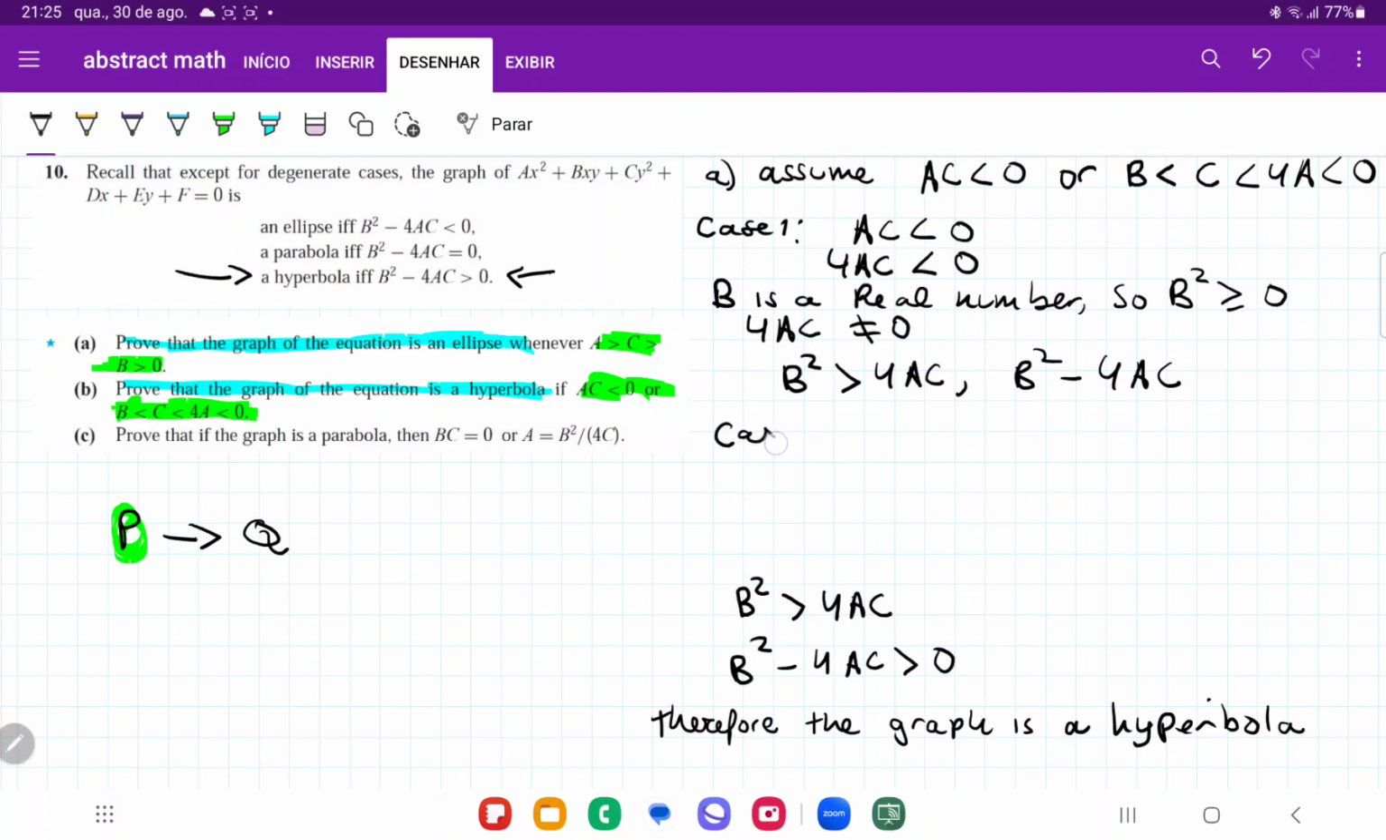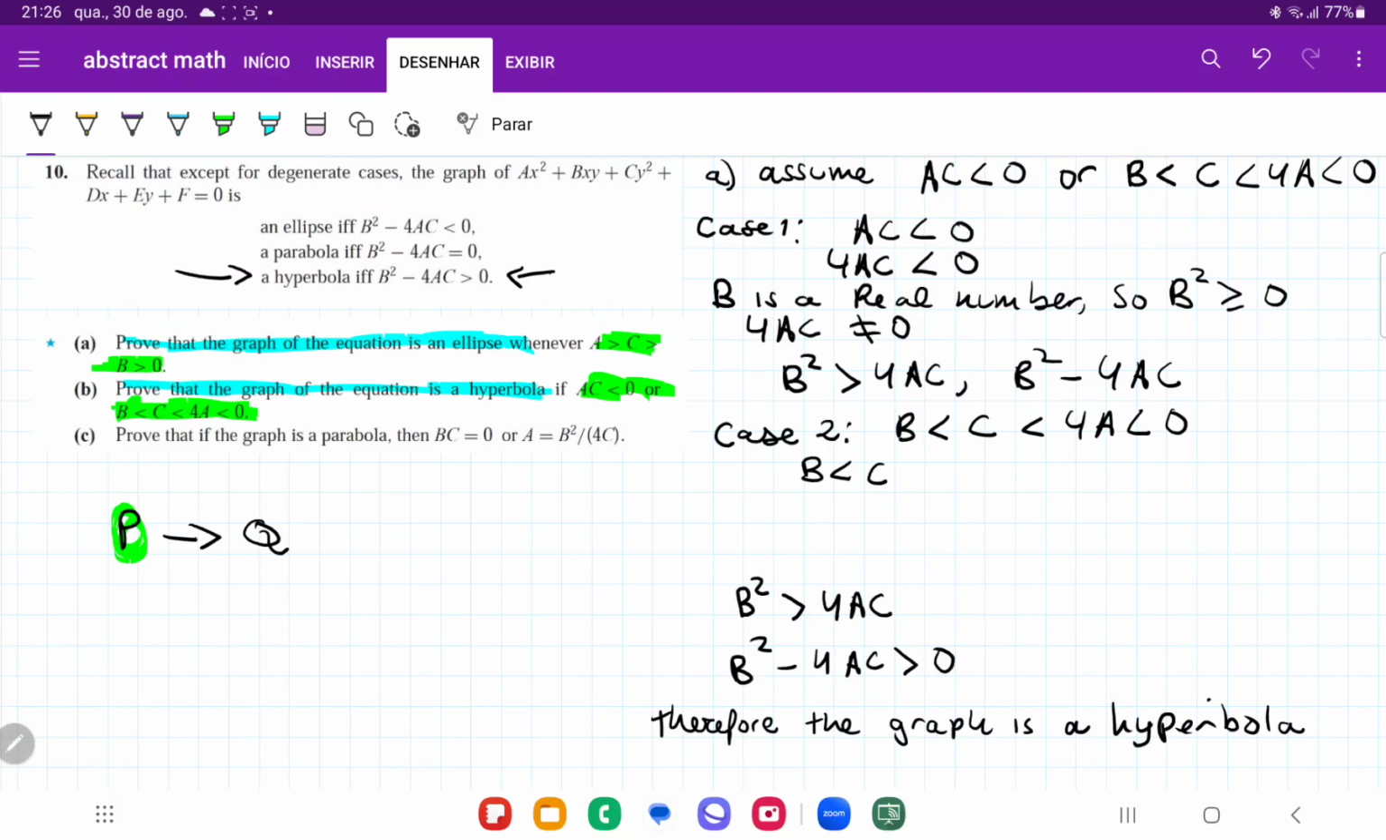And what about case 2? Case 2 is when B is less than C is less than 4A is less than 0. Okay, so now what are we going to do here? Well, let's begin with the fact that B is less than C, right? Because I want to be able to relate B to C. So in this case, I have that B is less than C.